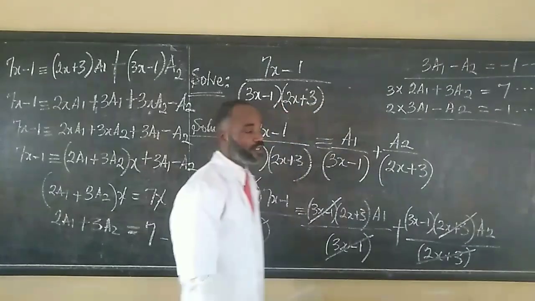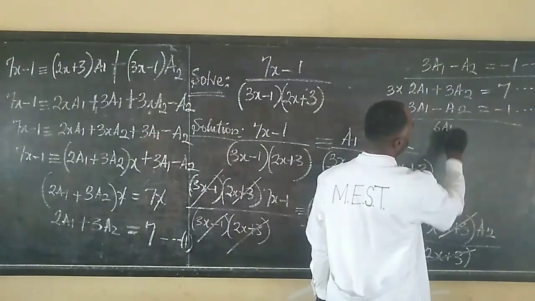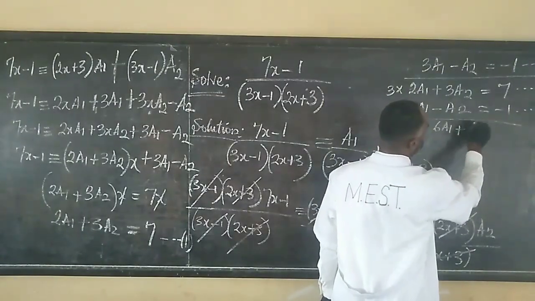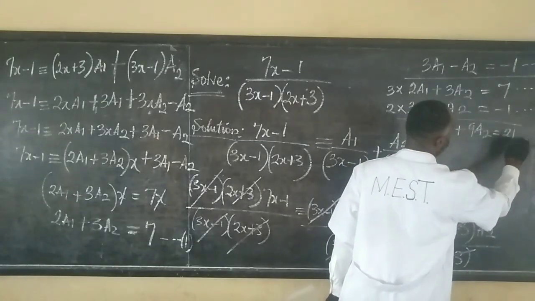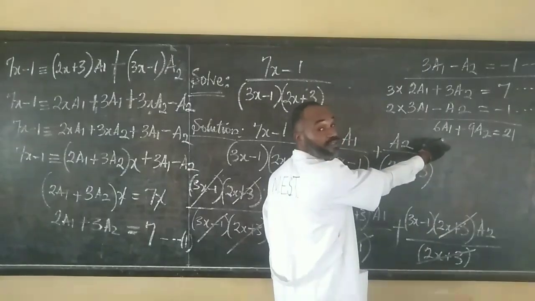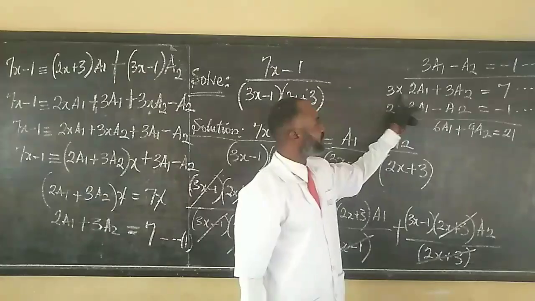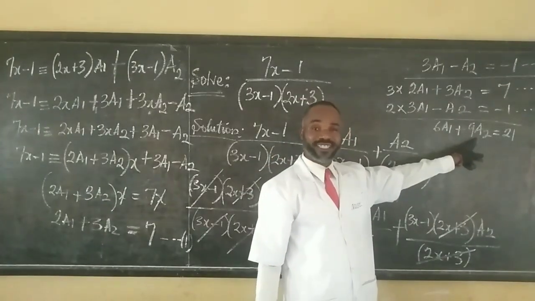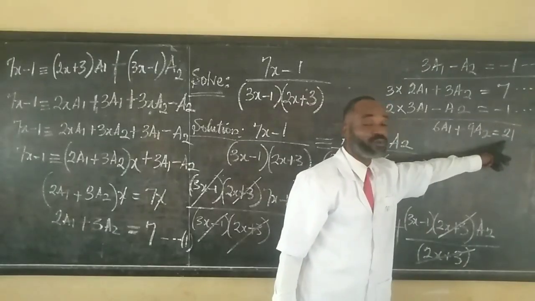Very simple. So if that happens, 3 times 2 is going to be 6a1 plus 9a2 equals 21, because this times this is this. This times this is going to give us 9a2. And then 3 times 7 is going to give 21.